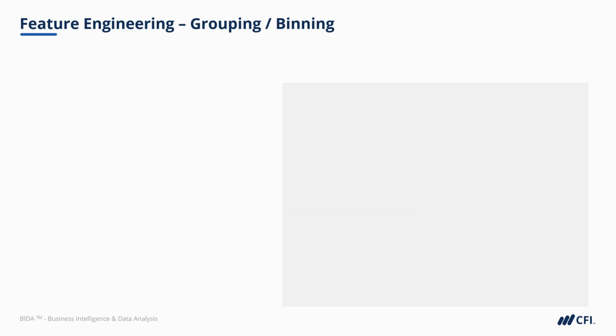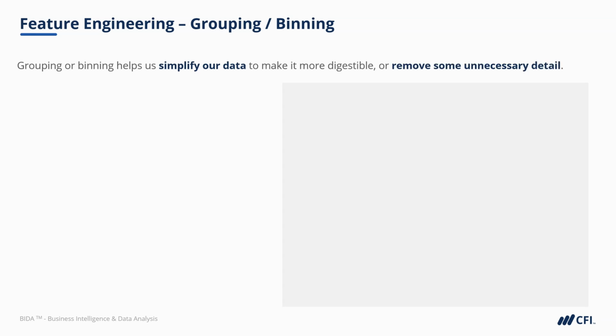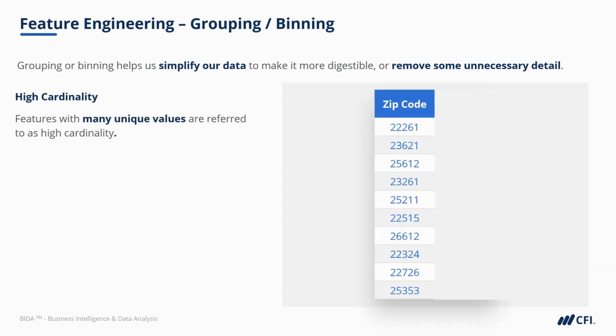Grouping or binning helps us simplify our data to make it more digestible, or to remove some unnecessary detail. Suppose we have a feature with many different unique values. This is often referred to as high cardinality. Whilst a feature like zip or postal code is theoretically very powerful for making predictions, the problem tends to be that we have relatively few observations in each individual zip code.